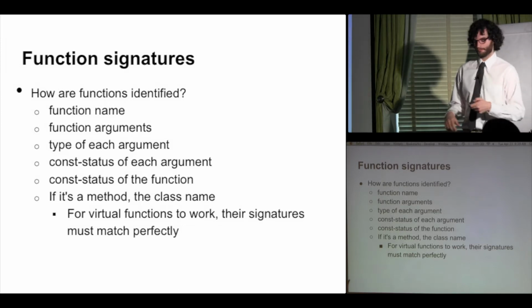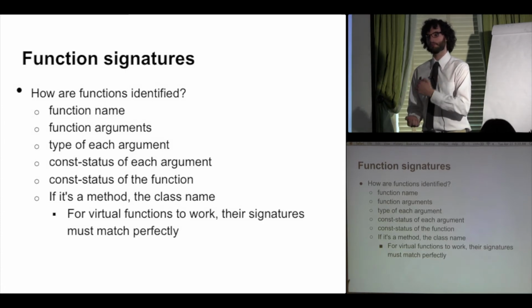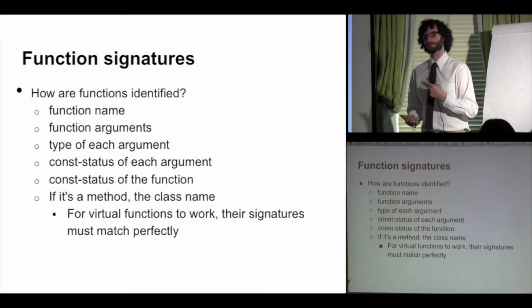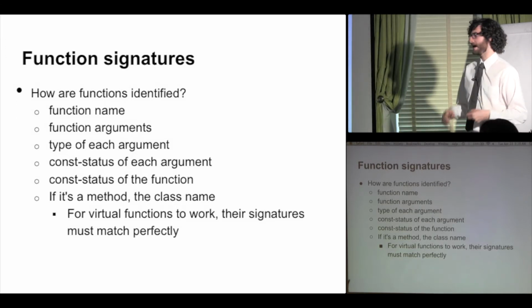And for virtual functions, which we saw yesterday and talked about for a bit, remember in mover, you had to implement two pure virtual methods, get name and apply. For those to work, the signatures must match exactly.